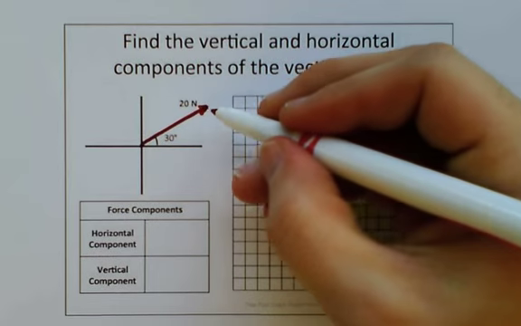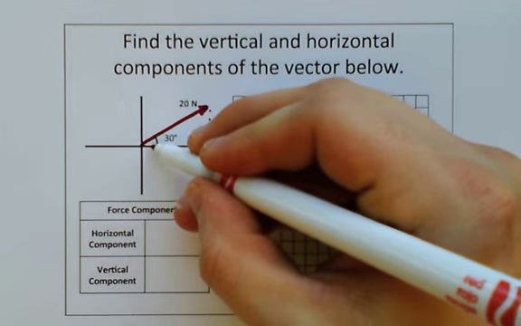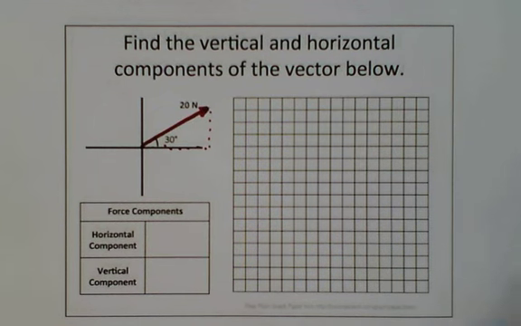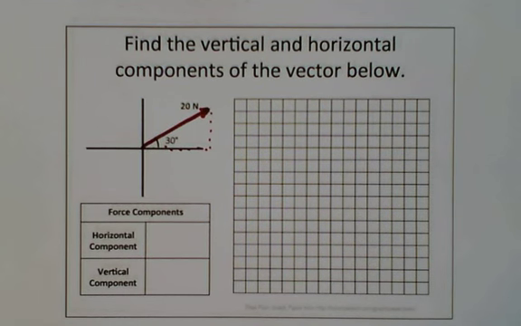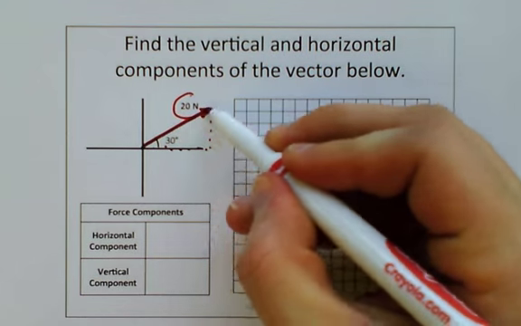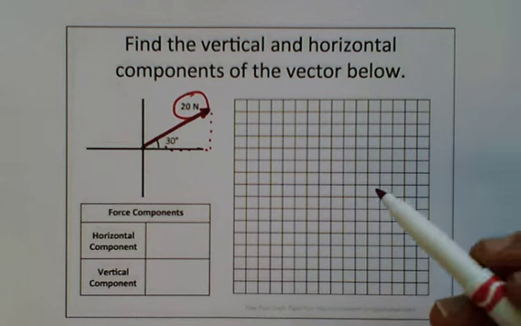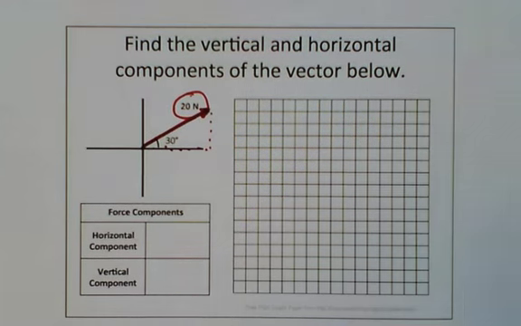What we want to find out is what's the vertical part of this force and the horizontal part of this force. In order to do that, we have to draw it to scale on our paper. Before you can draw anything, you have to choose the scale that you're going to use. Our force is 20 newtons long. So, we're going to have to choose a scale that will allow something of 20 newtons to fit within the size of our grid.